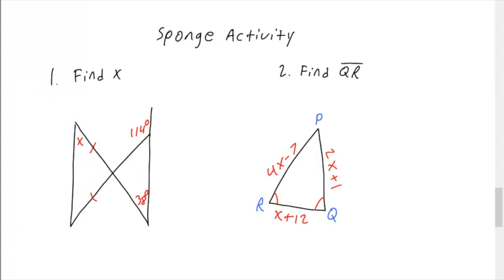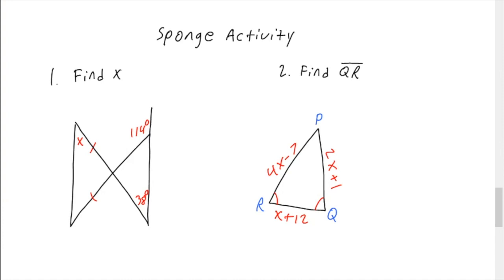Alright, now time for the sponge activity. So on number 1, I want you to find x. So I give you 114 degrees here, a 38 degrees here, these two marks, you should know what those mean, and x. And use all that information to find x. So find out what the value is. Please don't just say it's right there.